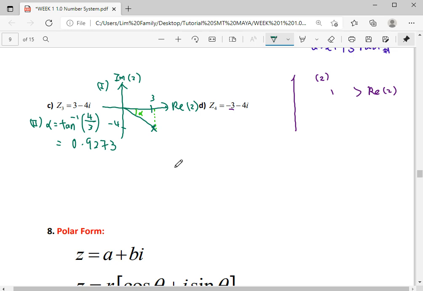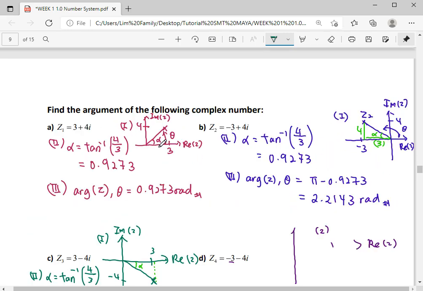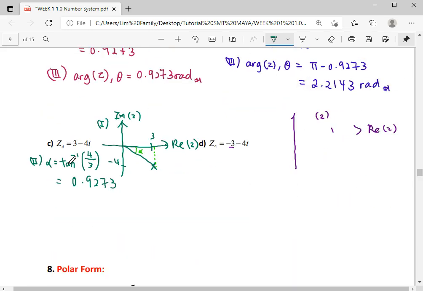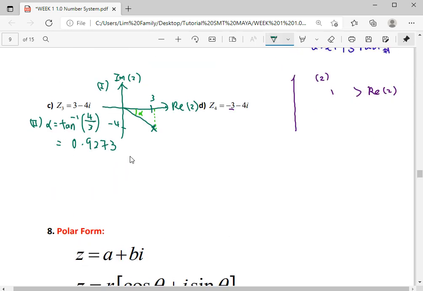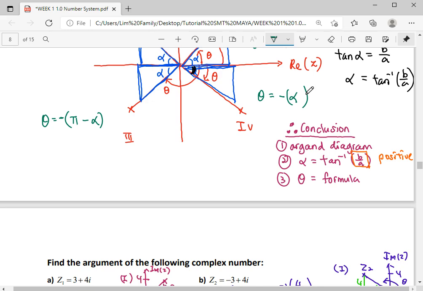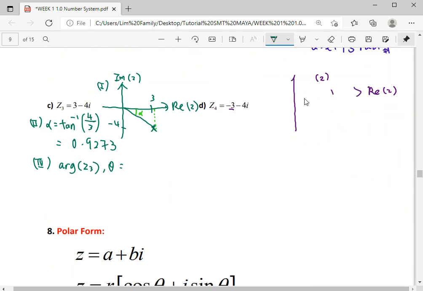The concept is the same. When you are doing your past year and you are confused, you cannot do your argument, you check. This is the way of doing the complex number in quadrant 1, this is the way in quadrant 2. Now we are going to do the complex number in quadrant 4. After we get the basic angle, we calculate the argument, which is theta. In quadrant 4, theta will be negative because it comes in the reverse direction. Negative alpha, so negative 0.9273 radian.